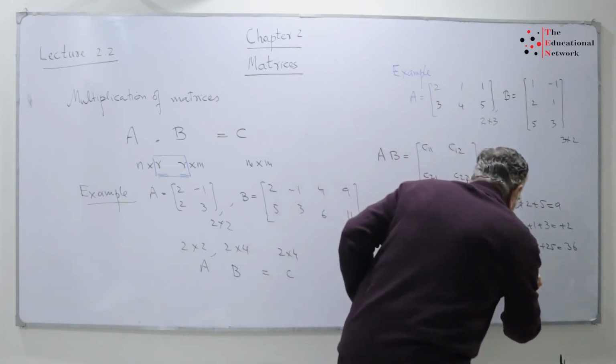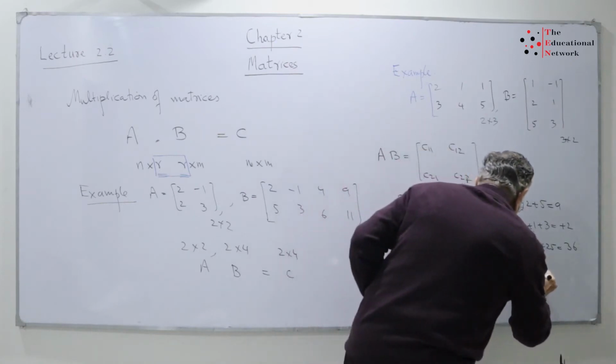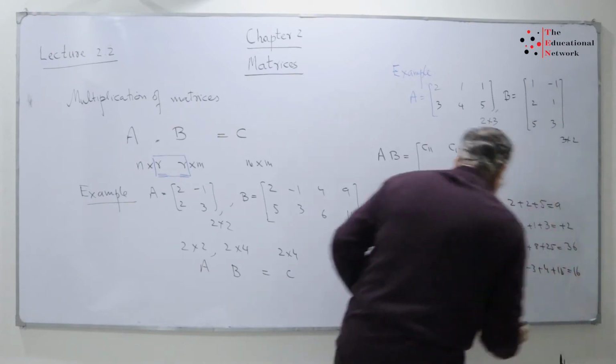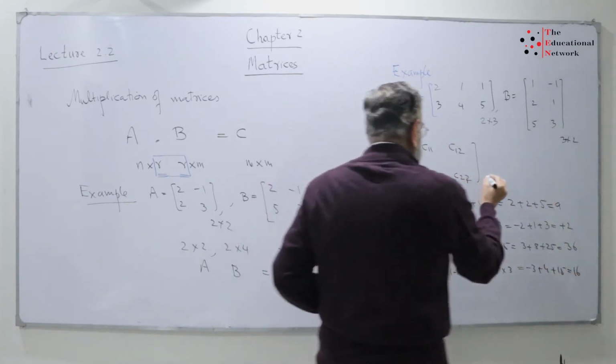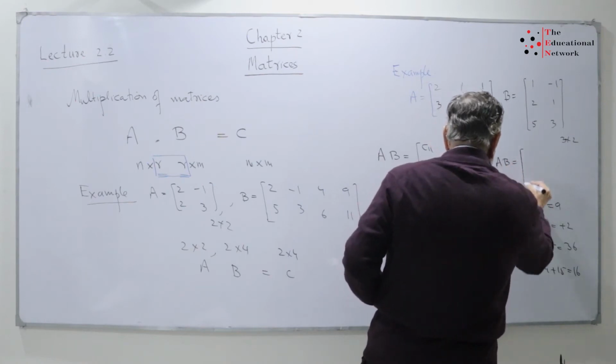When we add it, we get the result equal to minus 3 plus 4 plus 15, that's equal to 16. So I can write my matrix A cross B. This AB is equal to A multiplied by B.